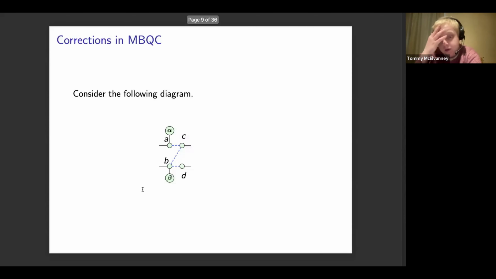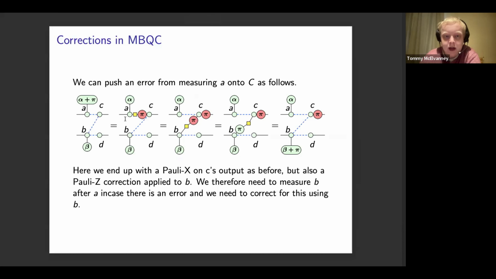So for a slightly more complex example, although this is barely more complicated, consider the following diagram. Now again, let's say we get an error on A. We can push the error to become a red pi on C's output, but we also will obtain a green pi error on B because C is connected to B. And therefore, we need A to be measured after B if we want to do it like this, because we get both the error on C and the error on B. So here we need to measure the qubits A first, then B, and then C and D afterwards.